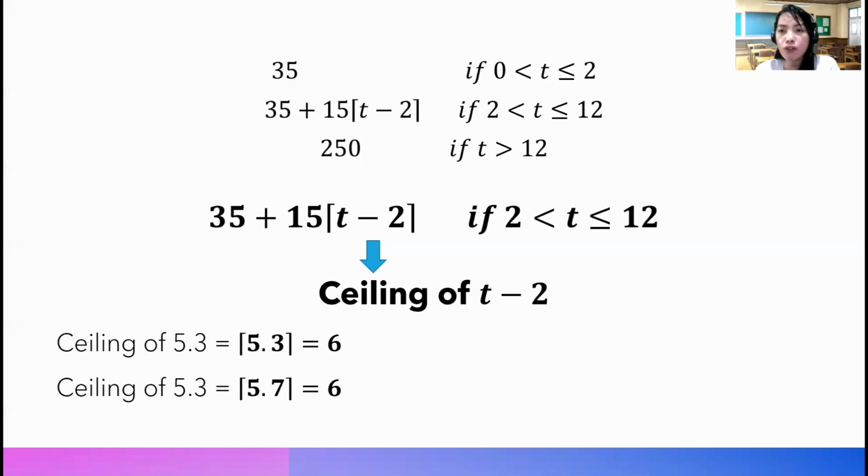What is the ceiling of 1.09? The answer is 2. What is the ceiling of 5.77? That is 6. What is the ceiling of 0.5? That is 1. Take note of that.